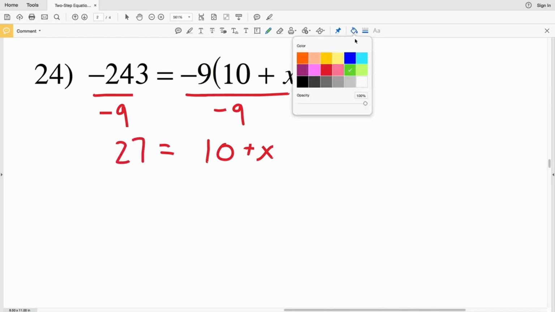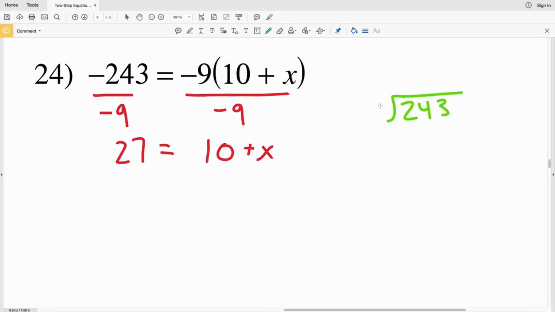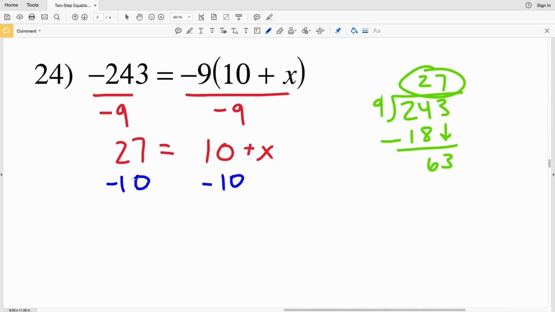I can go ahead and do the work out on the right-hand side. We have a negative 243 and we're dividing by a negative 9. We know our final answer is going to be positive. So 243 divided by 9. 9 goes into 24 2 times, and that'll be 18. When you subtract that, you're going to get 6. And when you bring down that 3, 9 goes into 63 7 times. So 27. Now to finish it out, we'll subtract 10 to get that 17 equals x.